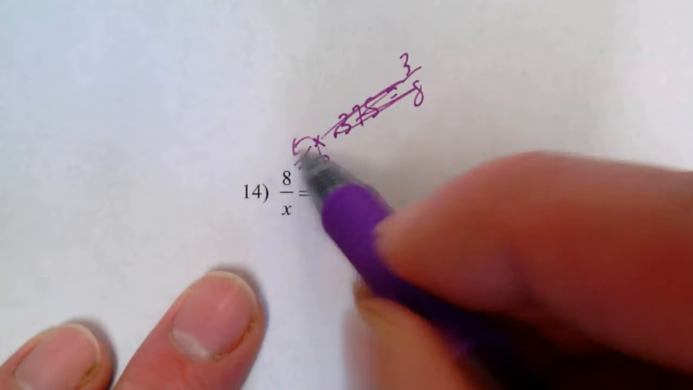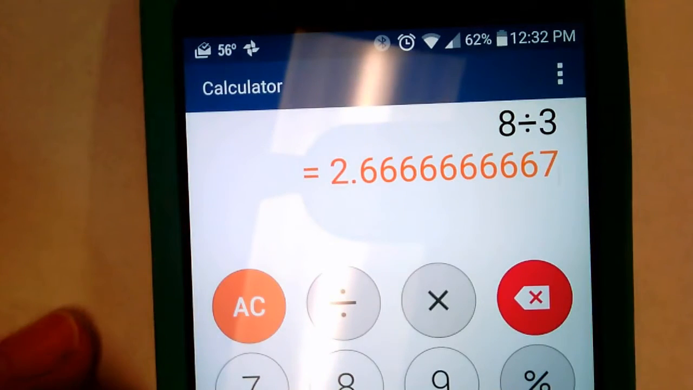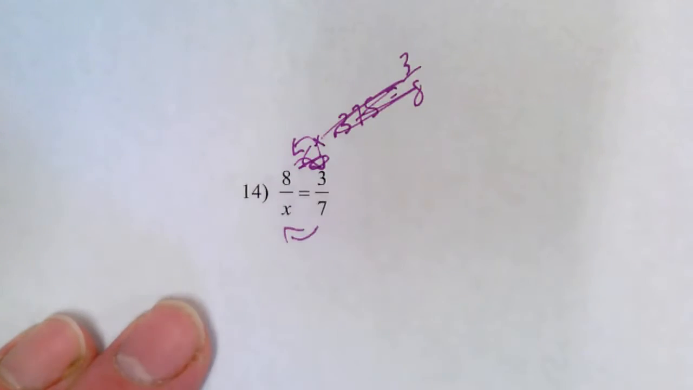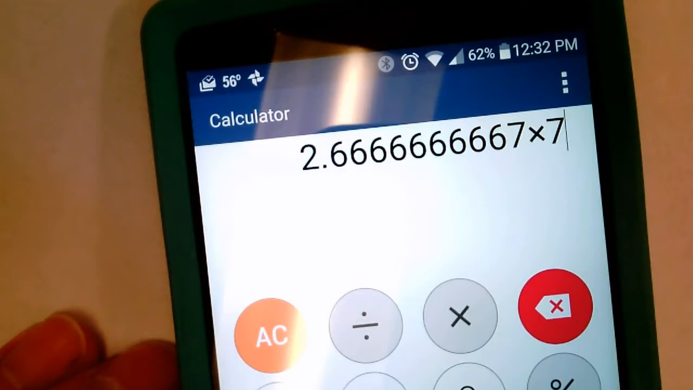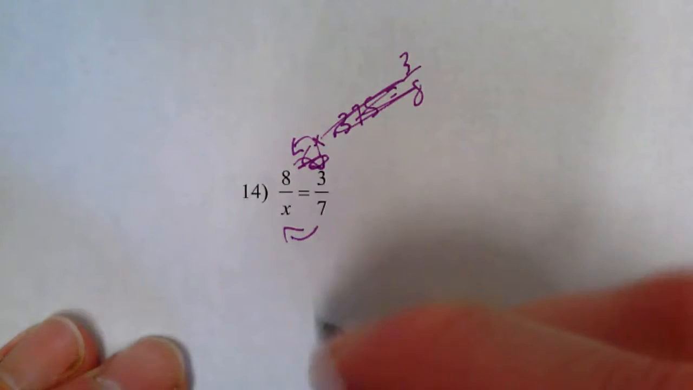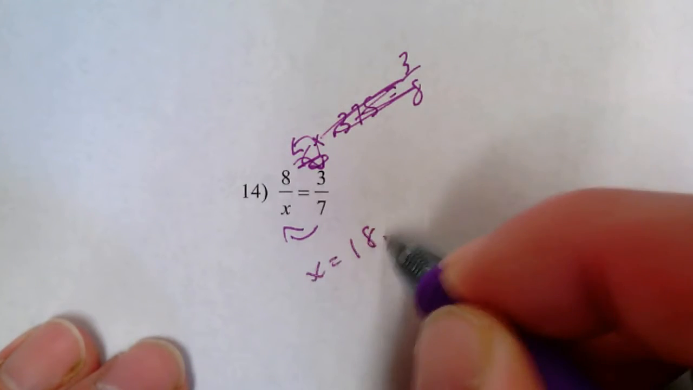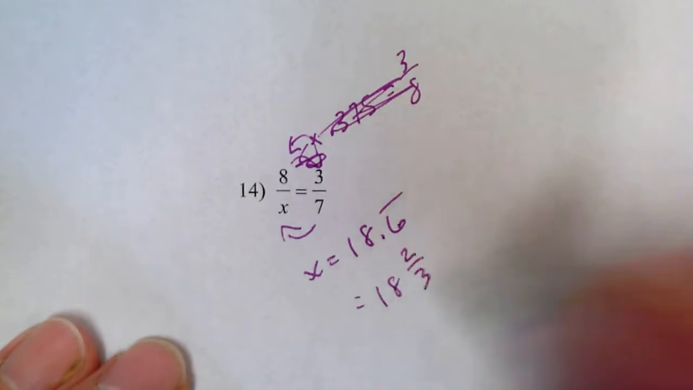Let's go from 3 to 8. Well, I don't know, so we're going to have to go 8 divided by 3 is 2.6 repeating. Okay? So we're going to have to multiply 7 by that same number. Well, the easiest thing to do, just leave this in your calculator and go times 7 equals 18.6 repeating. So x equals 18.6 repeating, which, by the way, is 18 2/3. Okay.